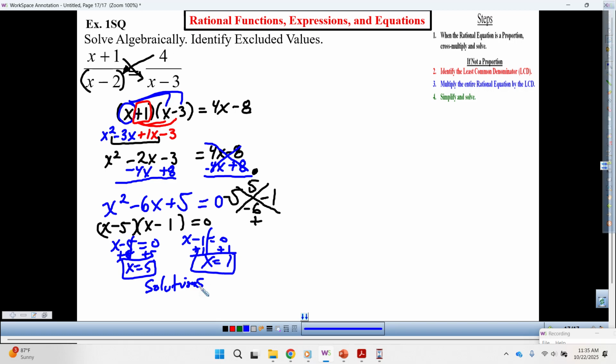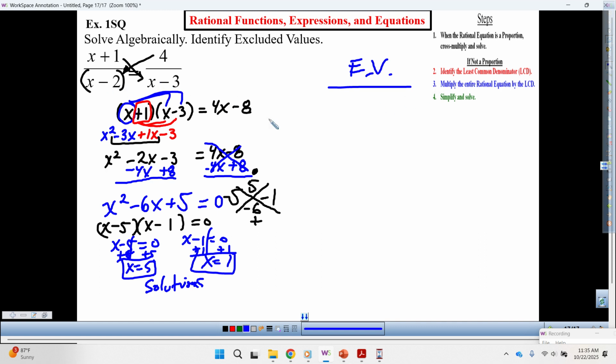How are we doing? Have we solved these before? Yes, Mr. Cube. This is the first time I presented it as a proportion. However, are we done? No. Let's find our excluded values. Tell your neighbor how to get the excluded values, please. How do we get our excluded values? Let's see, enlighten us, please. Jaime, what do we do to find our excluded values?